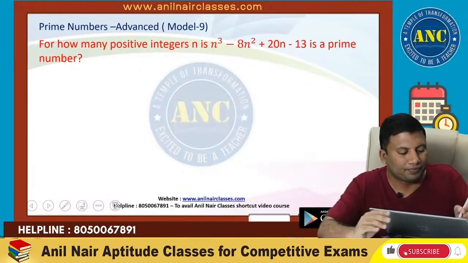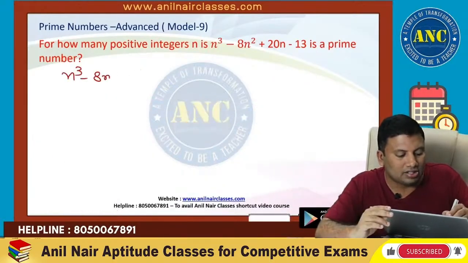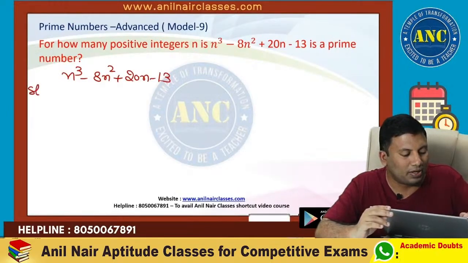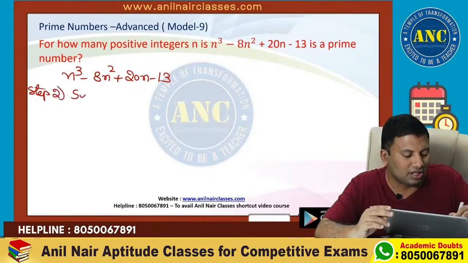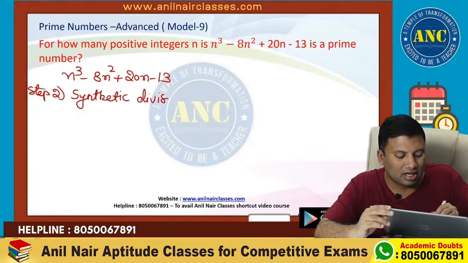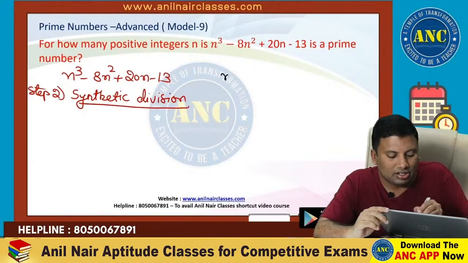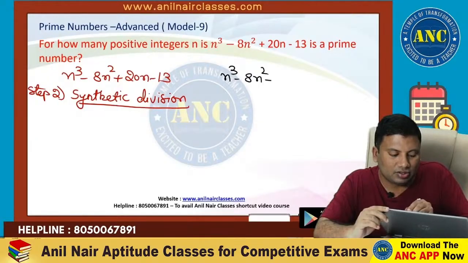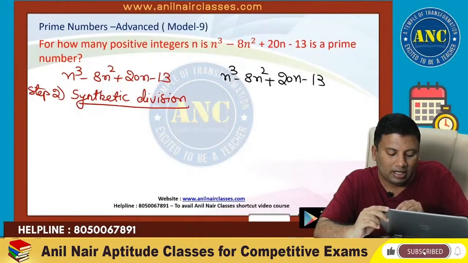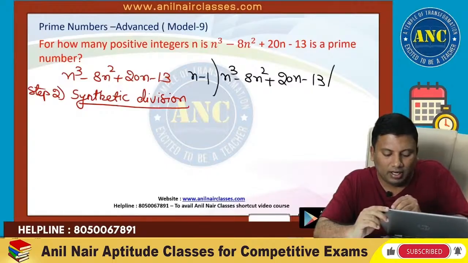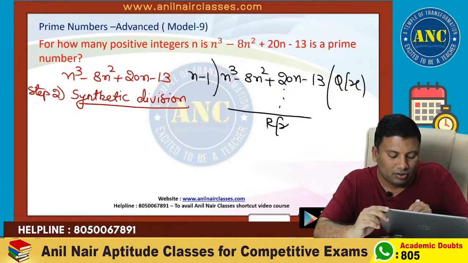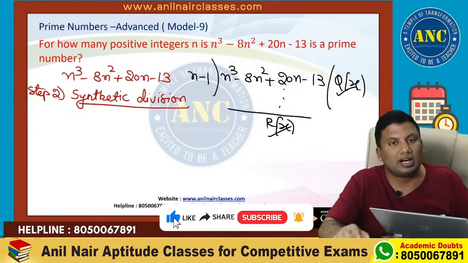Now let us see n cube minus 8n square plus 20n minus 13. Step number 2: I am using synthetic division to get the remaining Q of x. What is synthetic division? Synthetic division helps us in giving the quotient. This expression is divided by n minus 1. I need the quotient and the remainder, so by using synthetic division, both can be obtained.